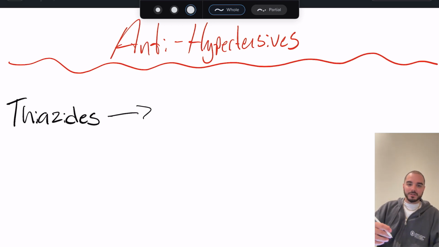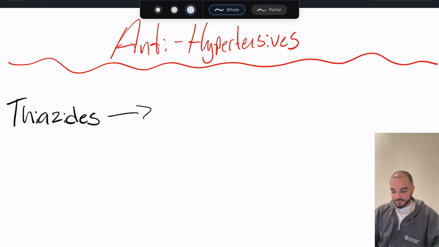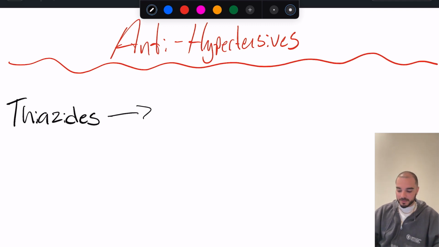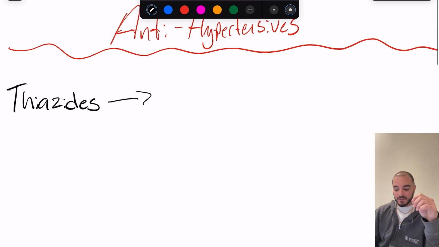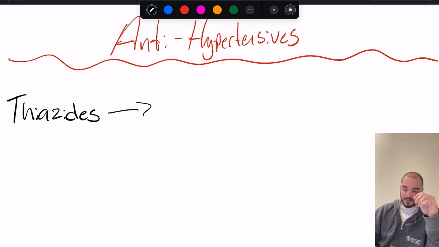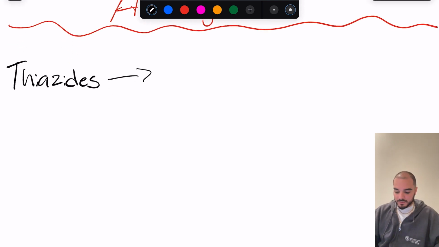So the first drug that we're going to talk about is thiazides, okay? Just for a little background, thiazides are diuretics, and they are used for hypertension. Whenever we're talking about drugs, we need to understand two things: mechanisms and adverse effects. You know, the what and the how. The first thing that thiazides do is block sodium chloride reabsorption.